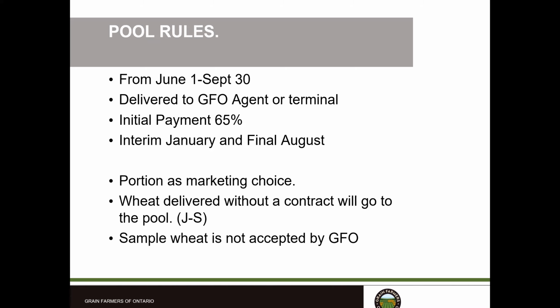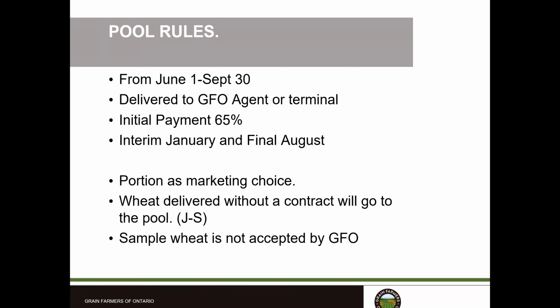And from there, you'll get the interim payment in January and the final payment in August. Now, a lot of people choose to go into the marketplace, not putting all their wheat in this pool. But if you put wheat in under the name of GFO at one of our agents between June and September without a contract, it's important to know that will automatically go in the pool.